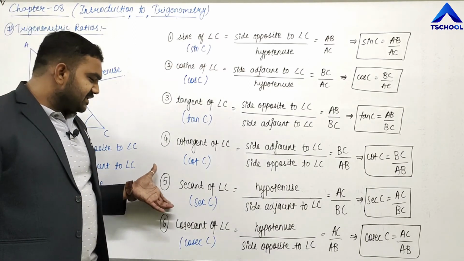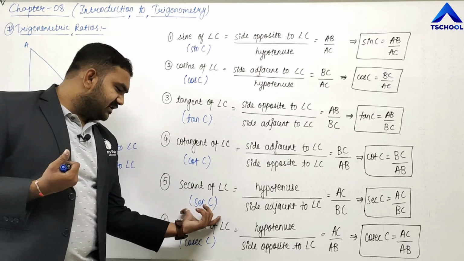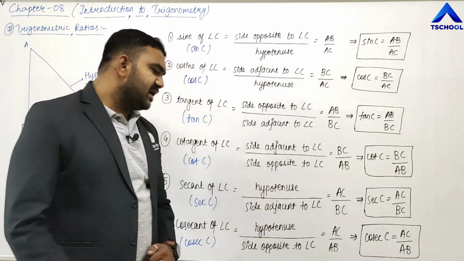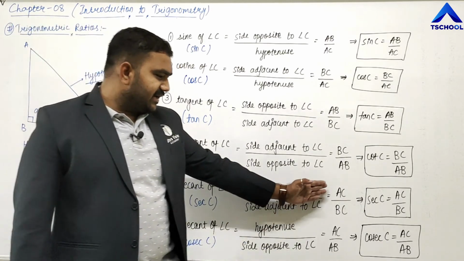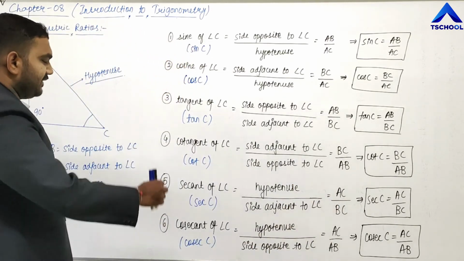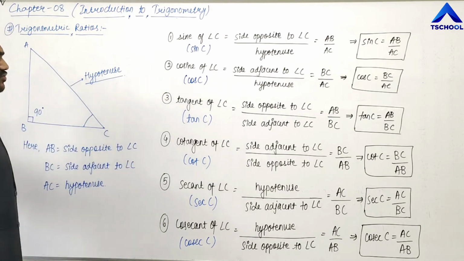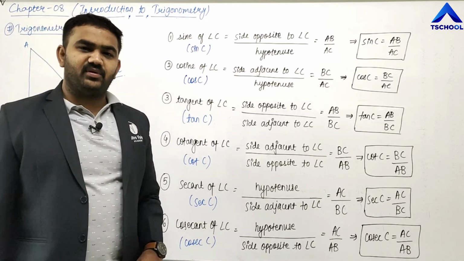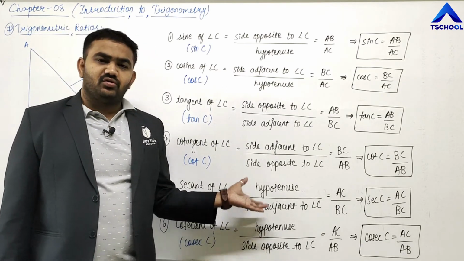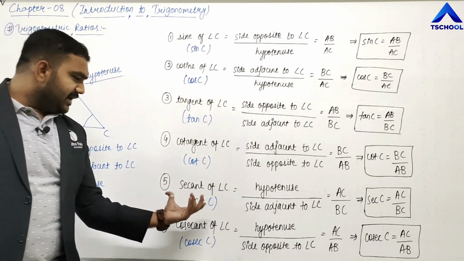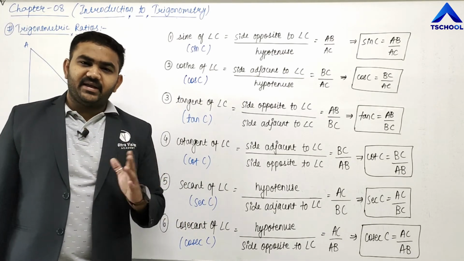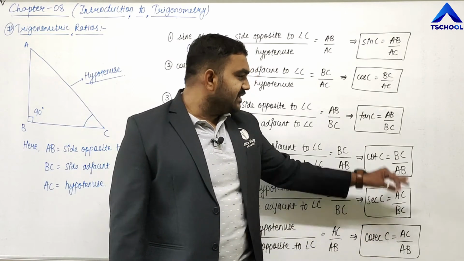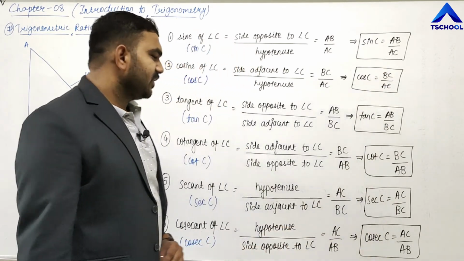The fifth one, friends, secant of angle C, that means it is shortly written as sec C, that is hypotenuse upon side adjacent to angle C, that is written as AC upon BC. You can relate this secant of angle C with cosine of angle C, that is side adjacent of angle C upon hypotenuse. So cosine of angle C and secant of angle C are inverse of each other. Hence you can directly write down like sec C is equal to AC upon BC.